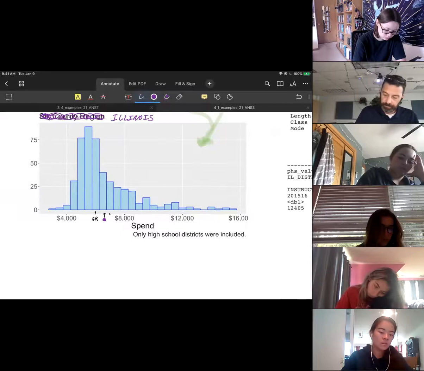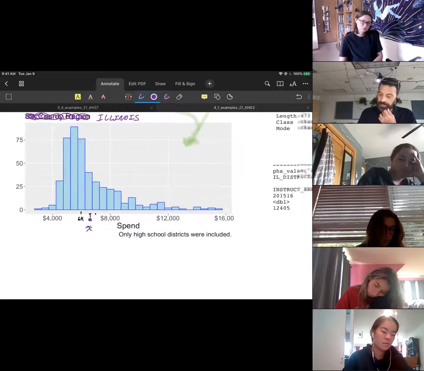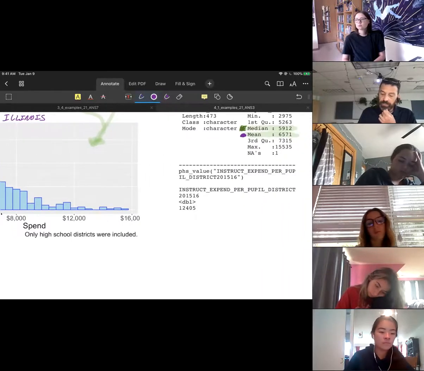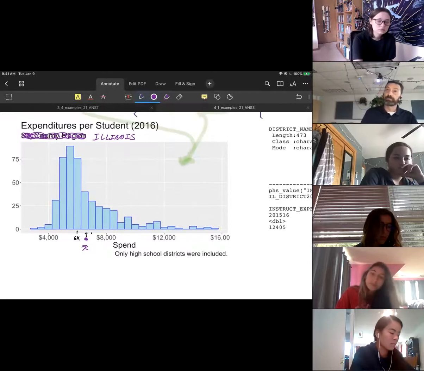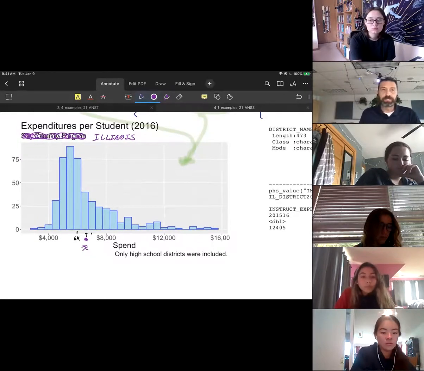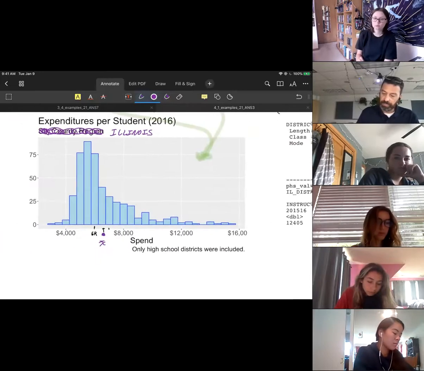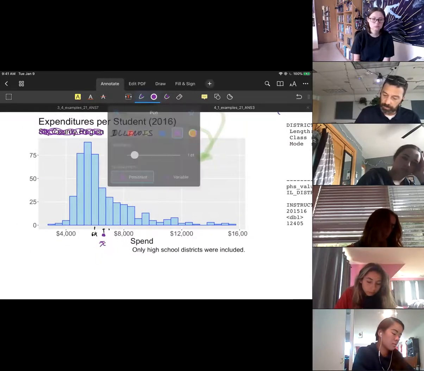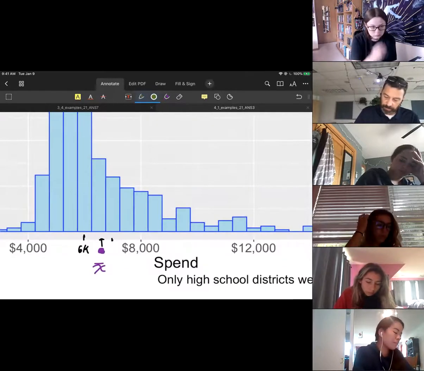On average, a high school district spends $6,500 and $6,571 to educate a student per year. Okay, what's the median? 5912. So the median, which we said was going to be a green box, 6,059.12 is going to be right about here.